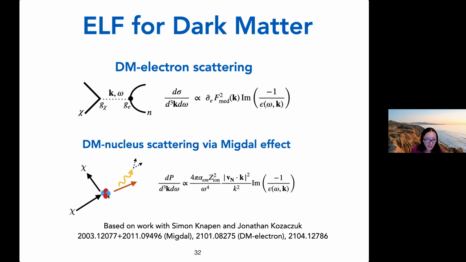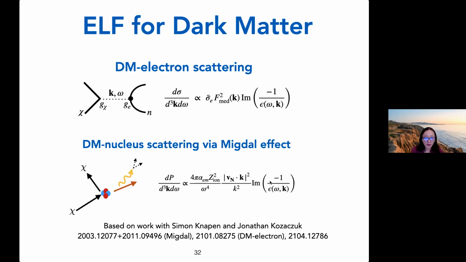But in the Migdal effect, there's an inelastic scattering, and the nucleus recoils, and at the same time, there's an electron being excited. And the way we described it in semiconductors is basically this inelastic process where the nucleus loses energy to an electron at the same time. So it's a 2 to 3 process.